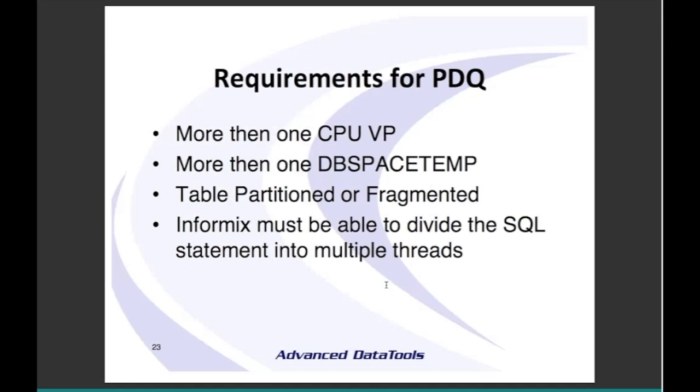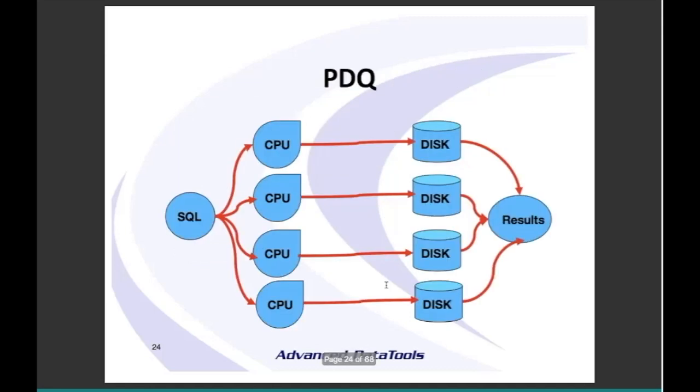Let's say your table is partitioned into 12 partitions. Informix can then create 12 threads that read all 12 partitions at the same time. And voila, your data is going to be read 12 times faster than it was before. This is sort of the way PDQ works. Your SQL comes in. If PDQ is turned on, it gets divided among the CPUs, and they can all read the same disk, and they come back and give you the results much faster.